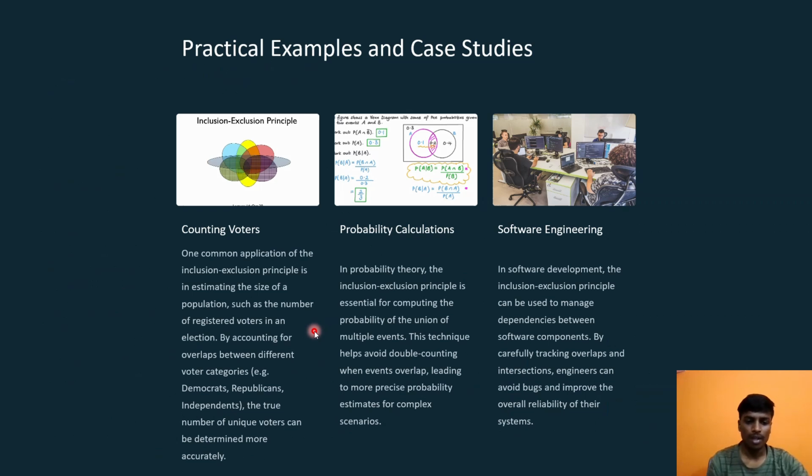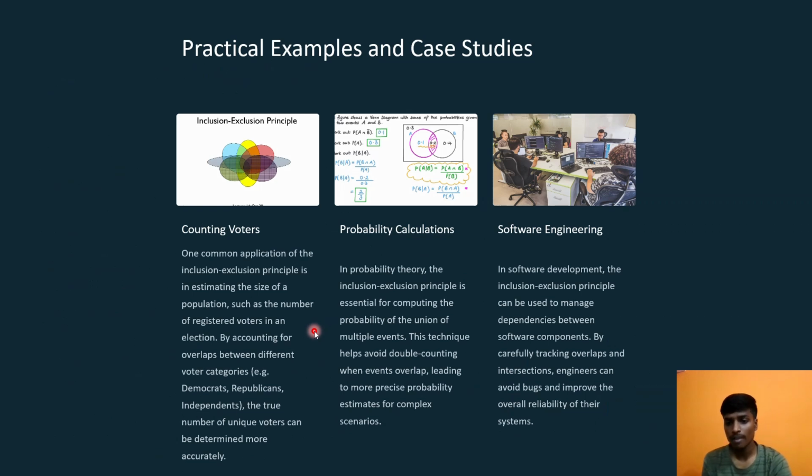Example: Democrats, Republicans, Independents. The true number of unique voters can be determined more accurately. Probability calculations. In probability theory, the inclusion and exclusion principle is essential for computing the probability of the union of multiple events. This technique helps avoid double counting when events overlap, leading to more precise probability estimates for complex scenarios.